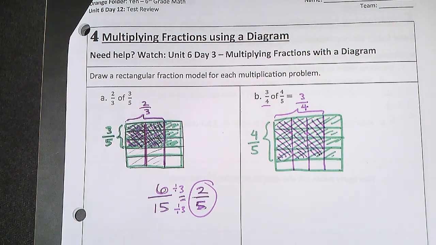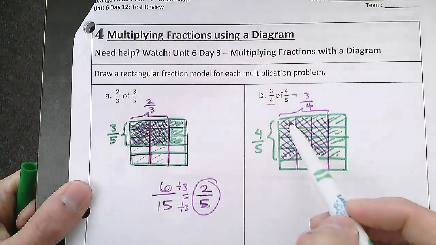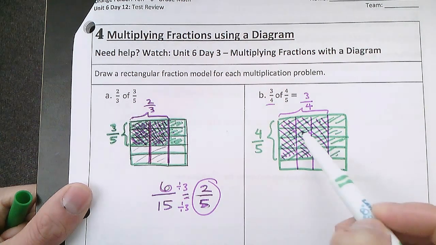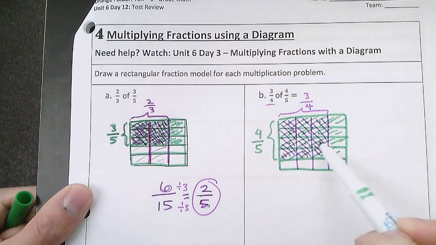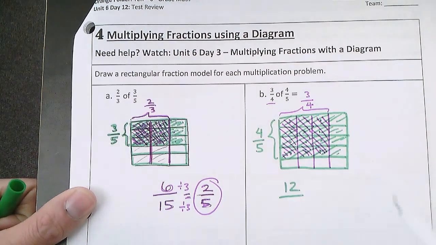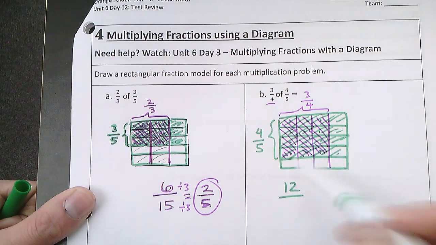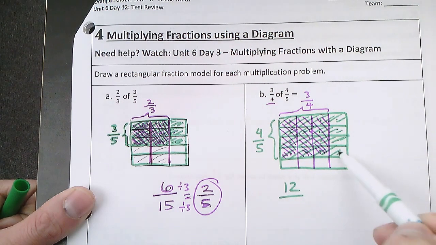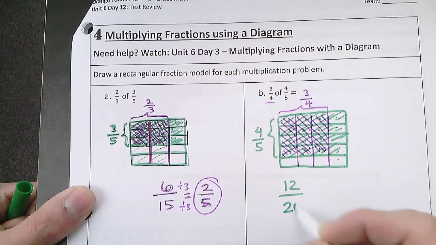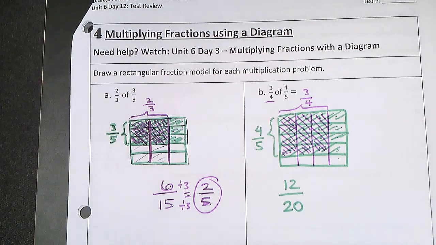Now, I count it all up. I have the fully shaded sections 1, 2, 3, 4, 5, 6, 7, 8, 9, 10, 11, 12. Out of a total of, there was 12 here, 13, 14, 15, 16, 17, 18, 19, 20. 12 out of 20 is what I'm left with when I take 3/4 of 4/5.